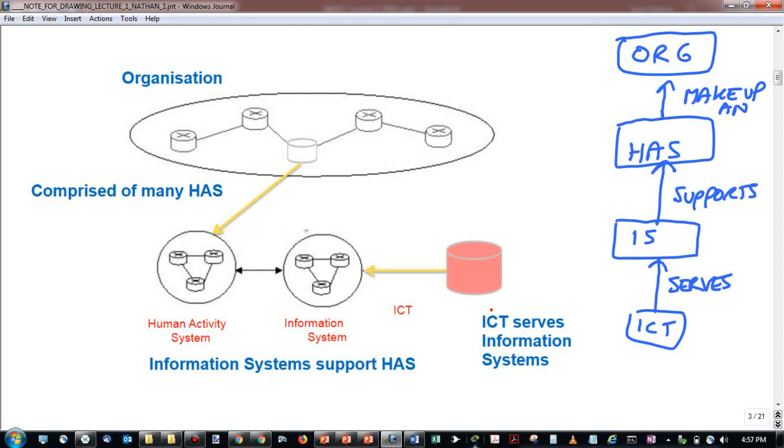So we've got an organization. Let's say the organization is Griffith University. Let's give a concrete example, because that's pretty abstract, right? So Griffith University. Human activity system. Well, we're in one at the moment. What are we experiencing right now? Boredom? No. What is this that we're doing? It's a lecture, right? So it's a human activity system.